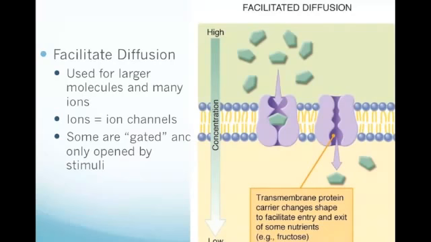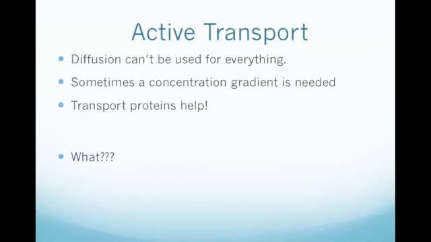So ions have these things called ion channels, and those are your transport proteins, and each channel is for a specific ion. So you can have a sodium ion channel or a potassium ion channel, and they still move from an area of high concentration to low. They just need the transport protein to go through. So active transport is in general just transport when energy is needed, because diffusion can't be used for everything. If you remember back, not everything just easily moves through the membrane.